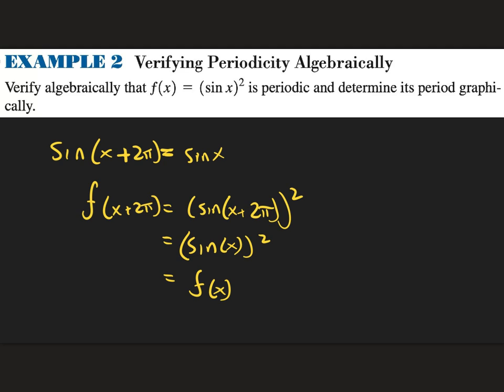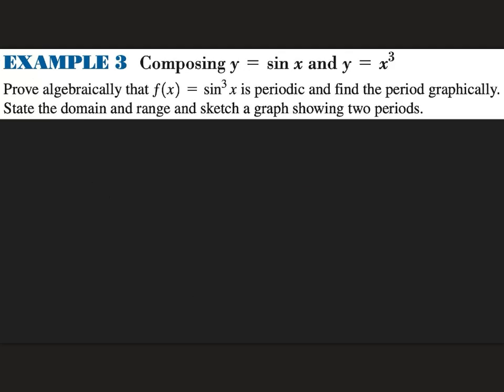So this is f of x plus 2 pi, and this is f of x, then everything follows down the line. Okay, let's look at example number 3. Now prove that y equals sine x equals y equals x cubed. Sine of x as a whole function equals x cubed.